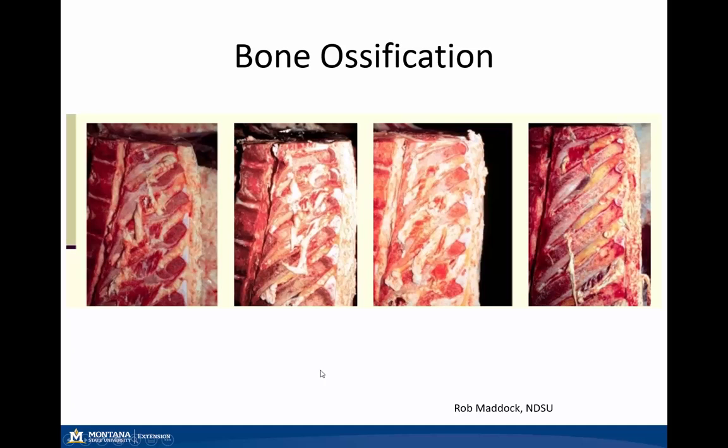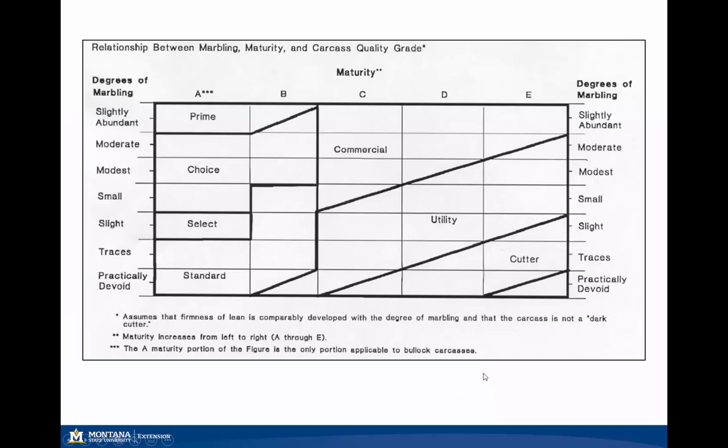So this is an example of our bone ossification. With the younger animal on the left, we see these nice white crisp vertebrae. Ossification really hasn't set in. Then as we age the animal, you see the yellow appearance of the bones, and then these vertebrae are completely ossified as we move from A maturity to E maturity.